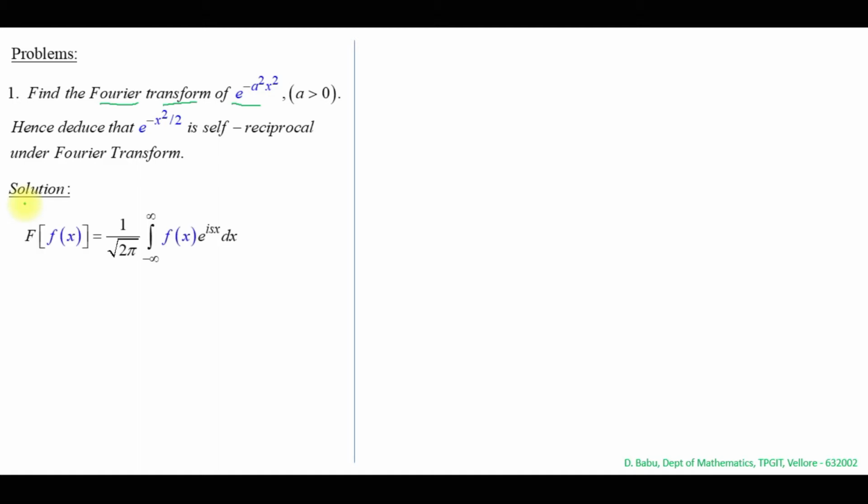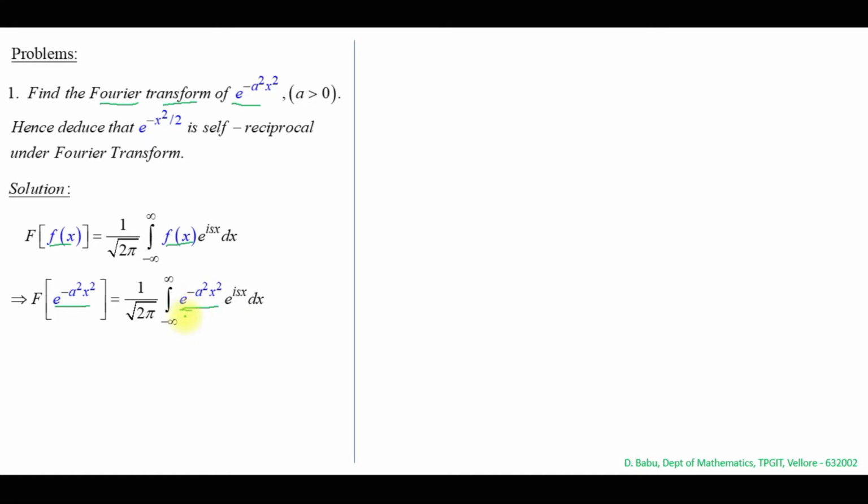What is Fourier of f of x? 1 divided by square root of 2 pi, integration from minus infinity to plus infinity, f of x e power i s x into dx. Therefore, Fourier of e power minus a square x square equals 1 divided by square root of 2 pi, integration from minus infinity to plus infinity, e power minus a square x square into e power i s x dx.